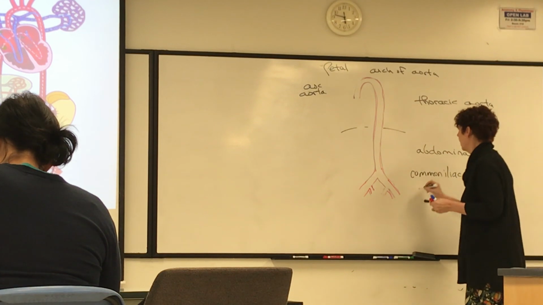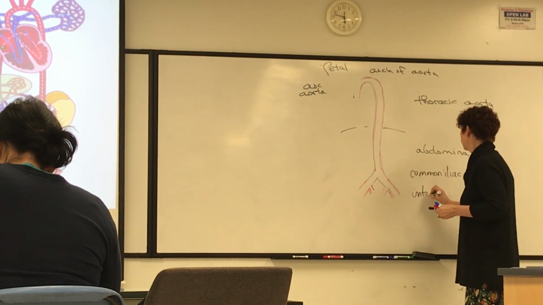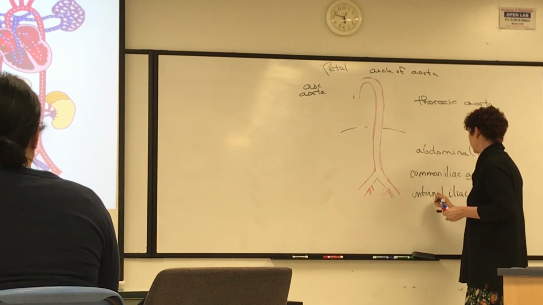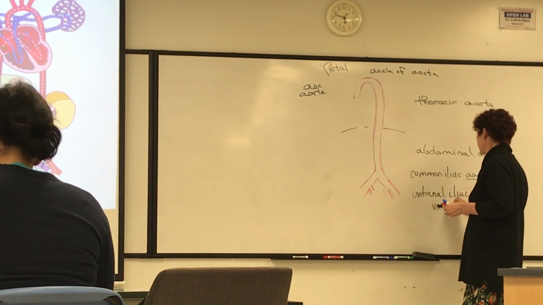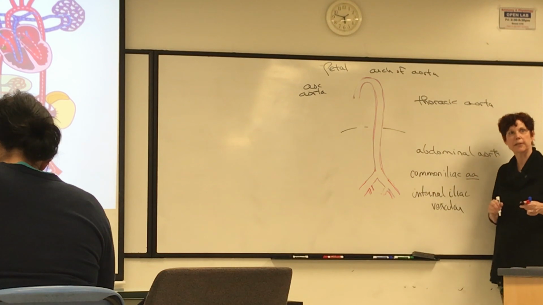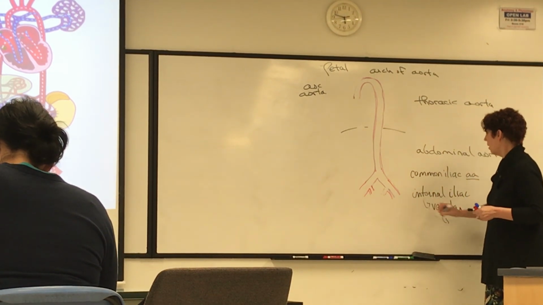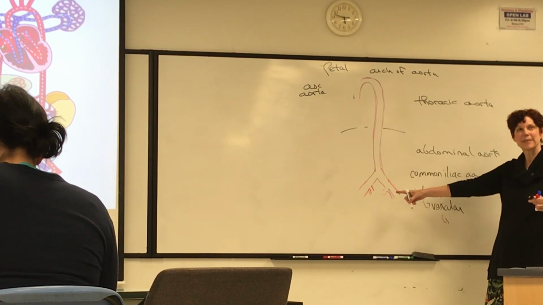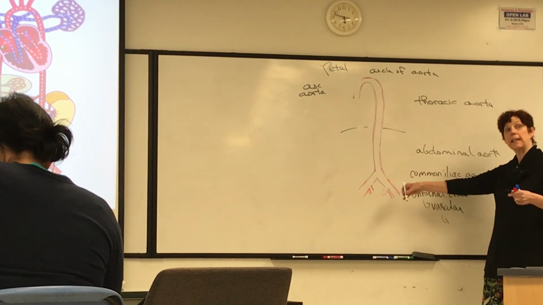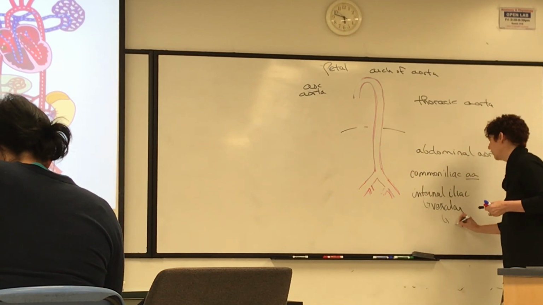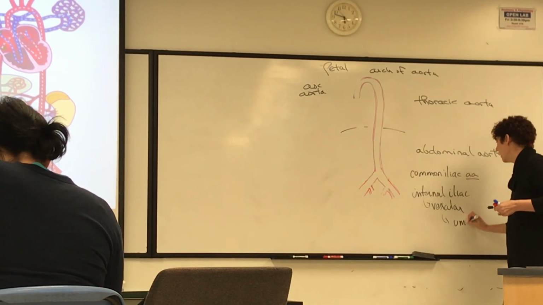Okay? We have internal iliac, and we'll just label them vesicular. Vesicular refers to the urinary bladder. Okay? And the branches off of those are the umbilical arteries. So the umbilical arteries don't come directly off of the internal iliac, but come off of vessels that go to the urinary bladder. So these are the umbilical arteries.